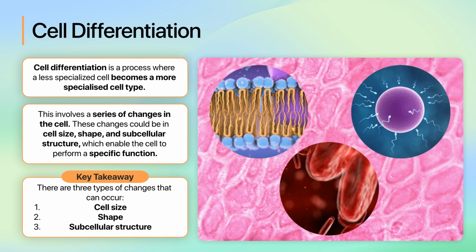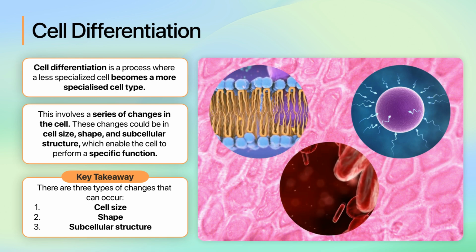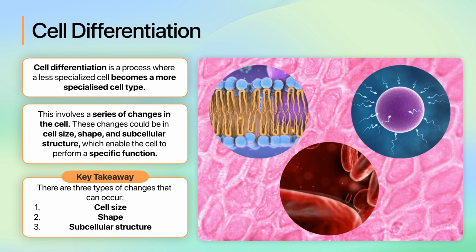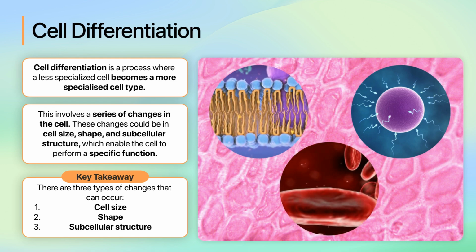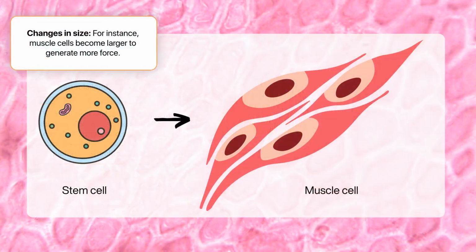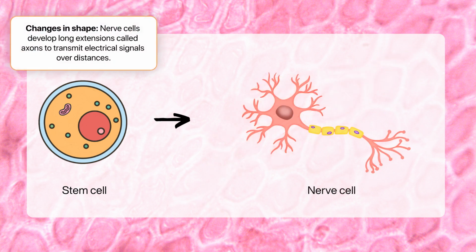Let's now look at some specific examples of changes in cell size, shape, and subcellular structure. First, let's think about potential changes that could occur in the size of a cell. One example is when muscle cells become larger to generate more force. Now, let's consider possible changes in the shape of a cell. For example, nerve cells develop long extensions called axons to transmit electrical signals over long distances.